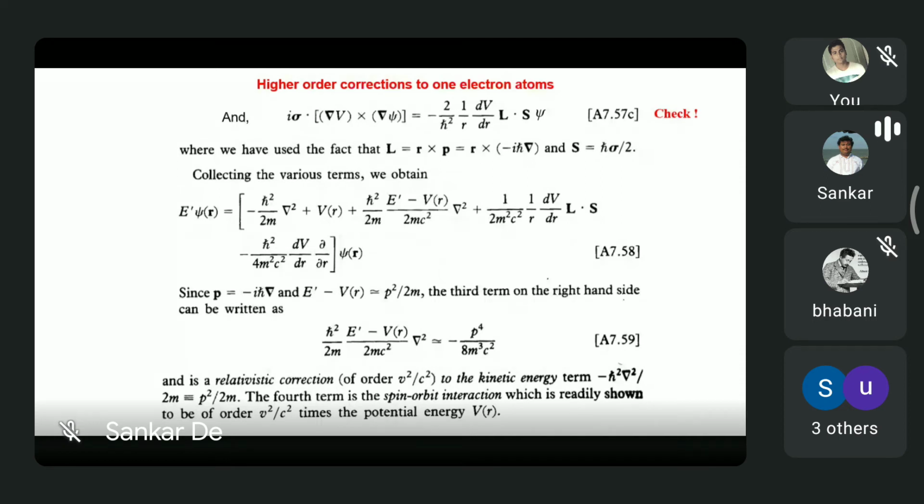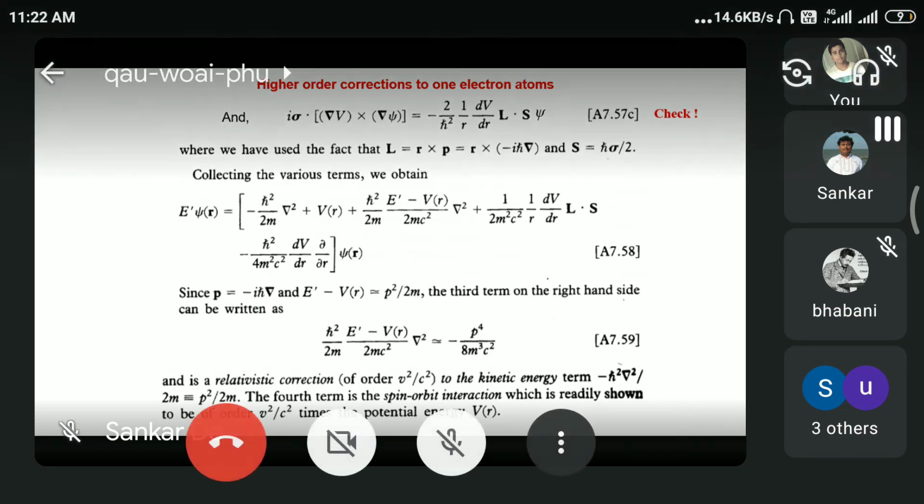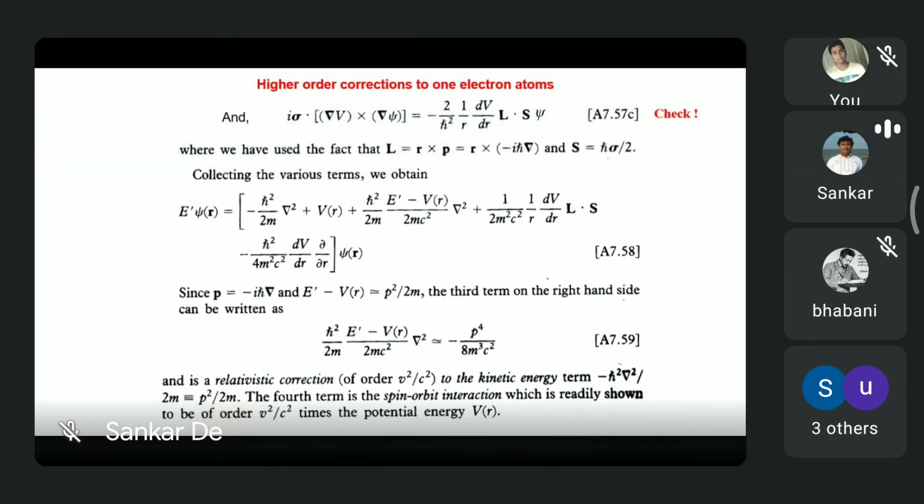So it was minus h bar square by 2m grad square plus V(r) term. Then there is a term of E prime minus V(r) by 2mc square grad square. So these are two grad square terms. And then there is a term of L dot S, as well as a term which is dV by dr and d by dr of psi(r). So we can write the grad square term in terms of p. So p is equal to minus h bar square grad, and E prime minus V(r) we can write as p square by 2m.